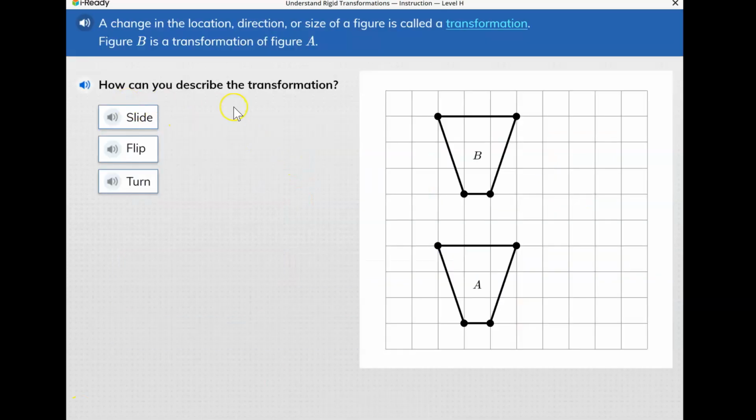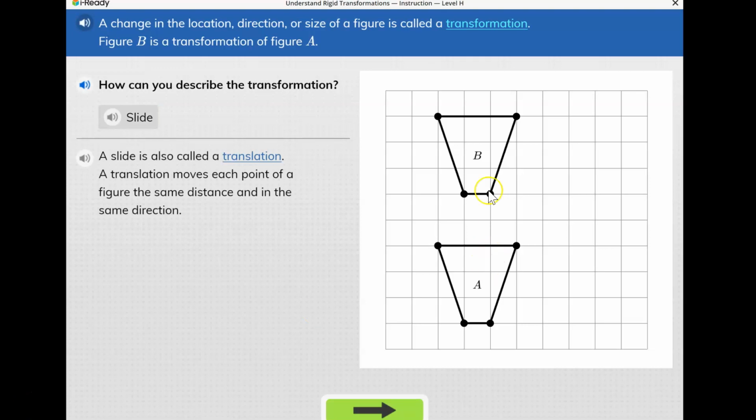So how can we describe the transformation from figure B to figure A? Think about it carefully. Is it a slide? Is it a flip? Or is it a turn? So as you can see, it's a slide. Transformation is a slide.